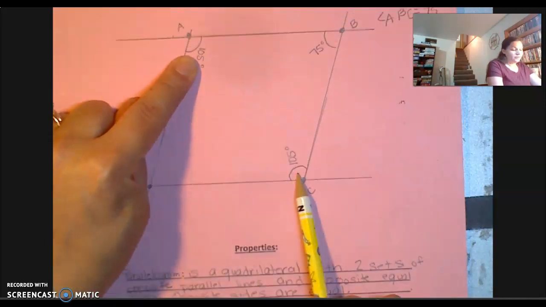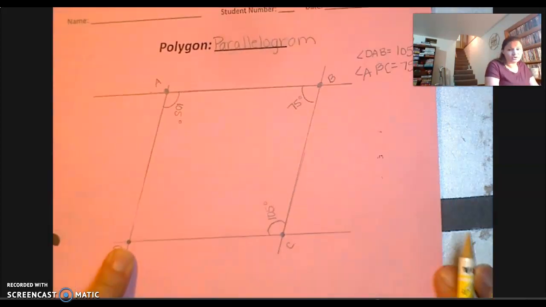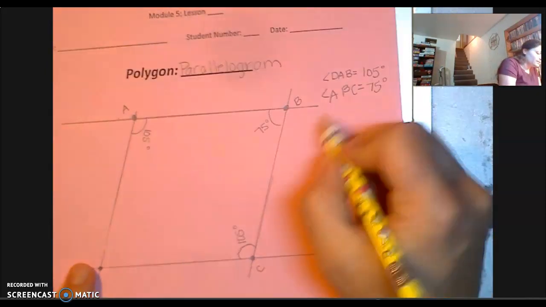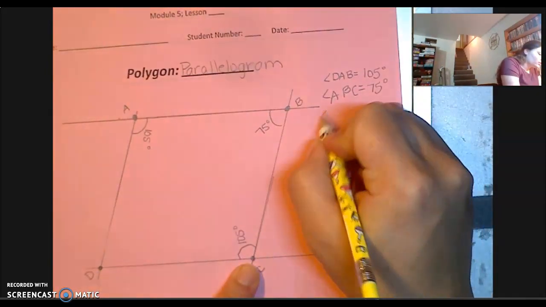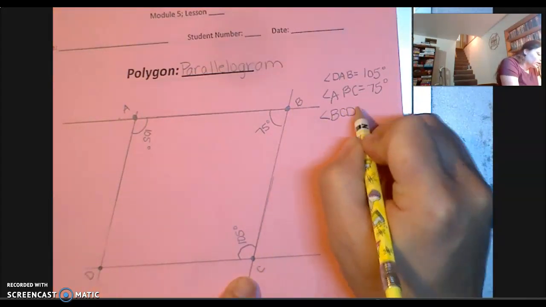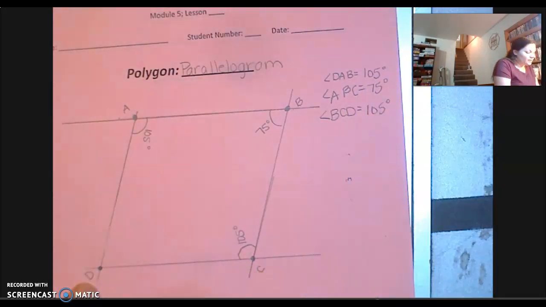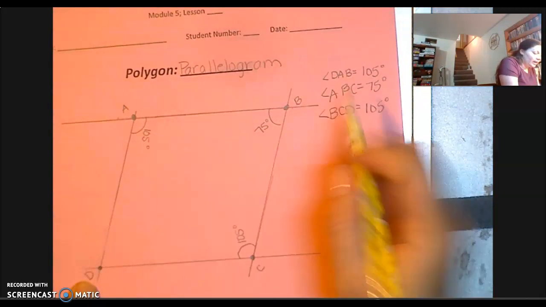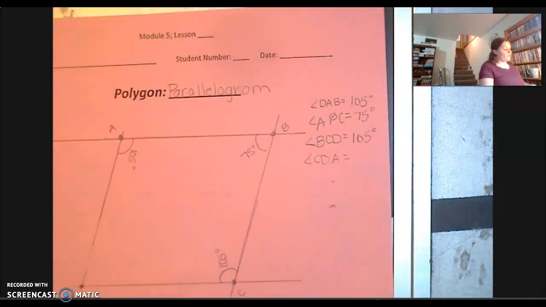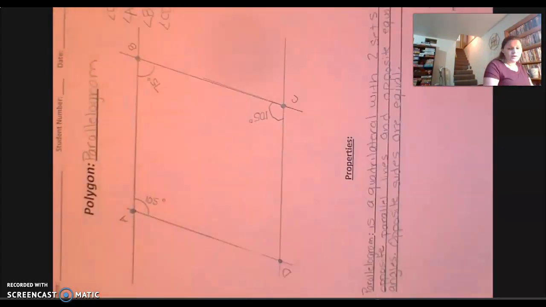Now that we know that they are equal, we should already be able to tell what this one is equal to. We're going to measure it anyway, but we should know it's equal to 75 degrees. We are going to write our angle down. This is BCD, and it's equal to 105 degrees. And our last angle here is going to be CDA. We're going to measure it, but we should know that it's equal to 75 degrees.